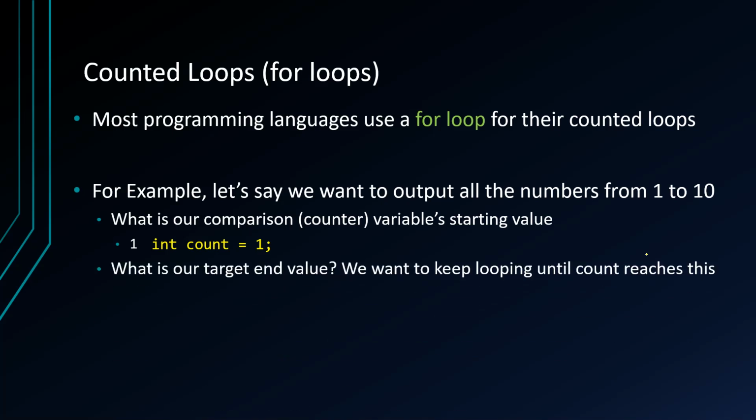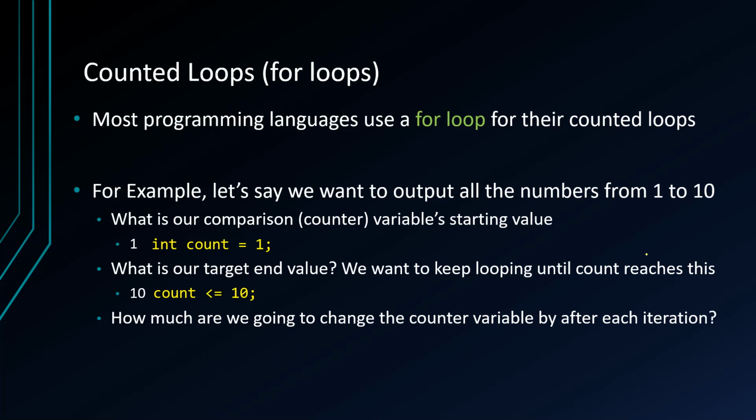Okay. Now I want to look at the ending target. What is my ending value? We want to keep looping until the count reaches this number. Well, in that case, it's the 10. It's written right there for us. So in this case, we want to keep looping as long as count is less than or equal to 10. And finally, how much are we going to change the counter variable by after each iteration?